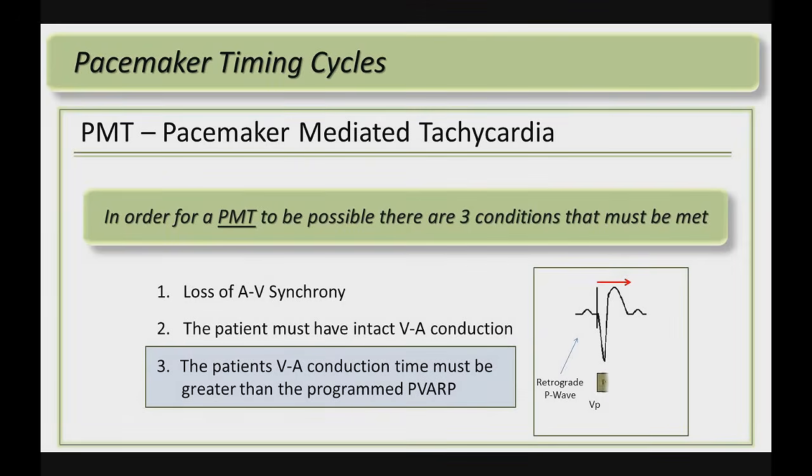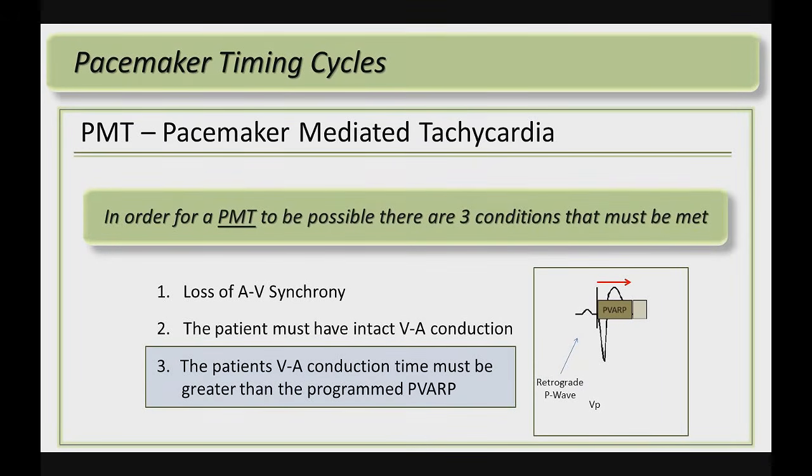Now let's take a look at the effect that PVARP has on a PMT. If we take our PVARP and move it up, we can see that that next retrogradely conducted P wave lands just outside of the PVARP. So what we want to do is extend our PVARP just a little bit so that the next P wave lands inside of the PVARP.